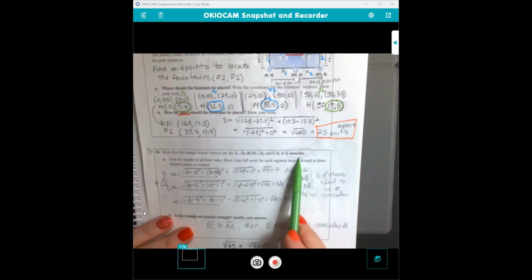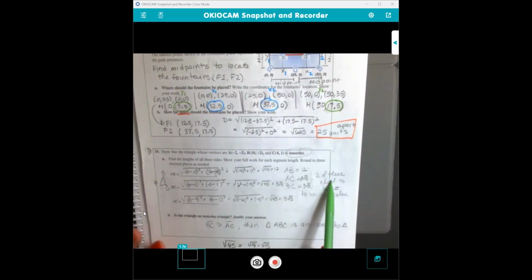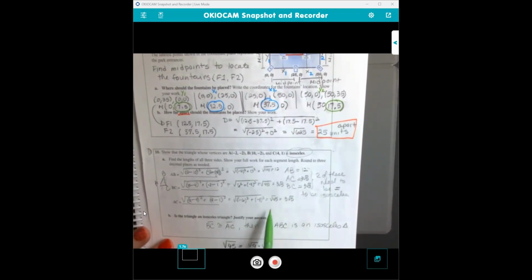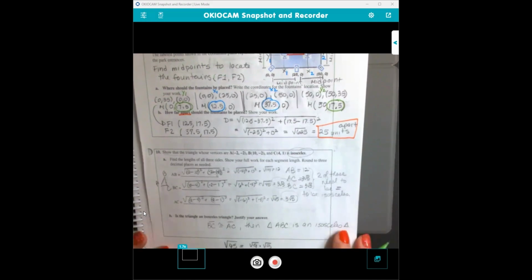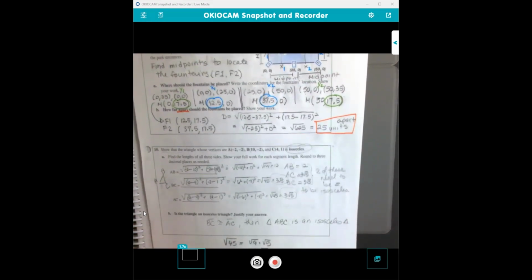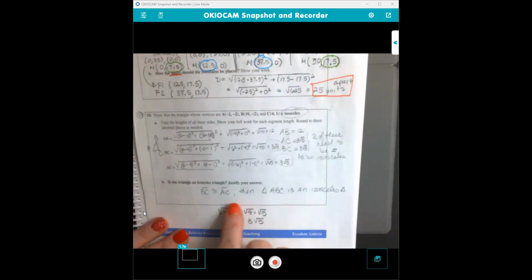And then, for example, here I'm trying to prove the isosceles, so I need two of the sides to be equal. So we are going to see here that you have 3 square root of 5 and 3 square root of 5. So obviously, this triangle is isosceles, okay? So with the proving method, we are going to say that BC is congruent to AC, then triangle ABC is an isosceles triangle.